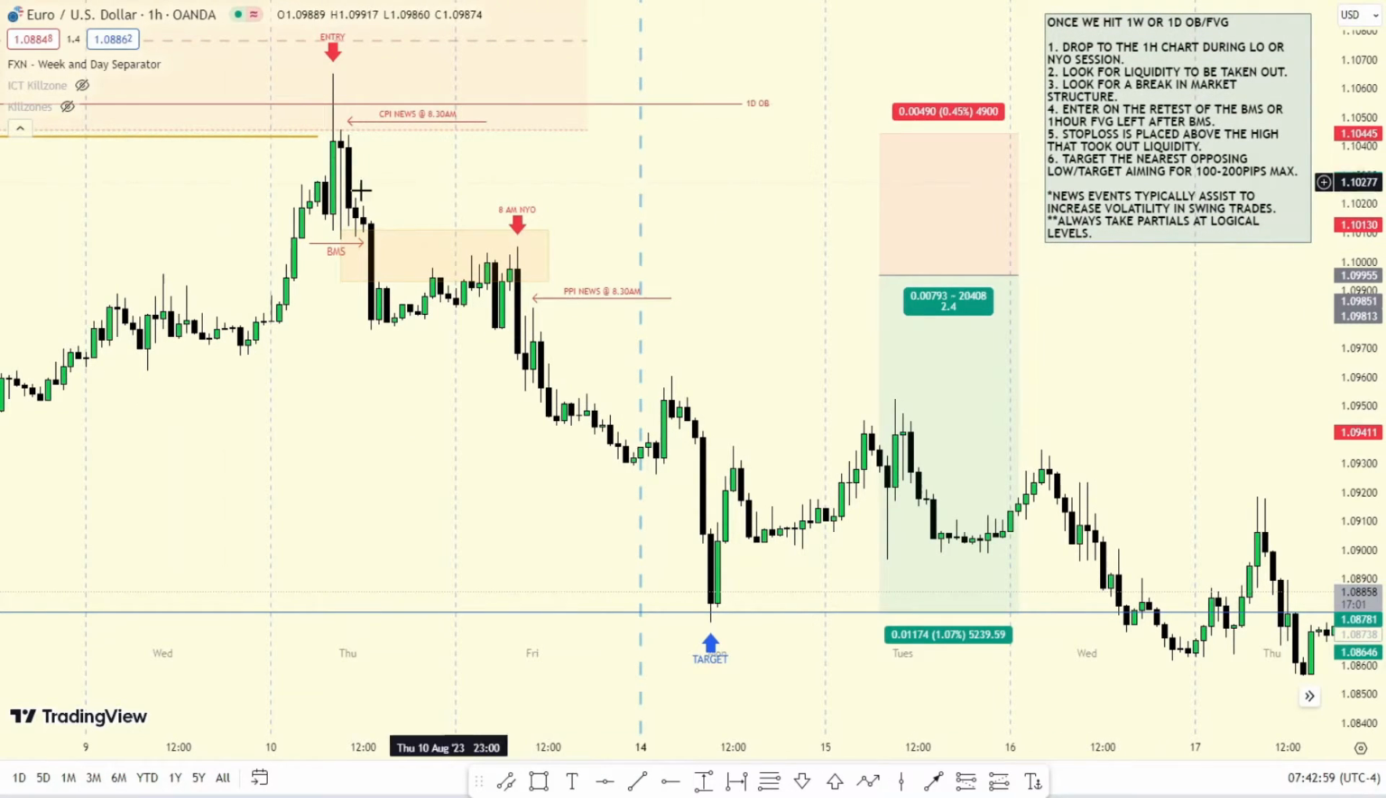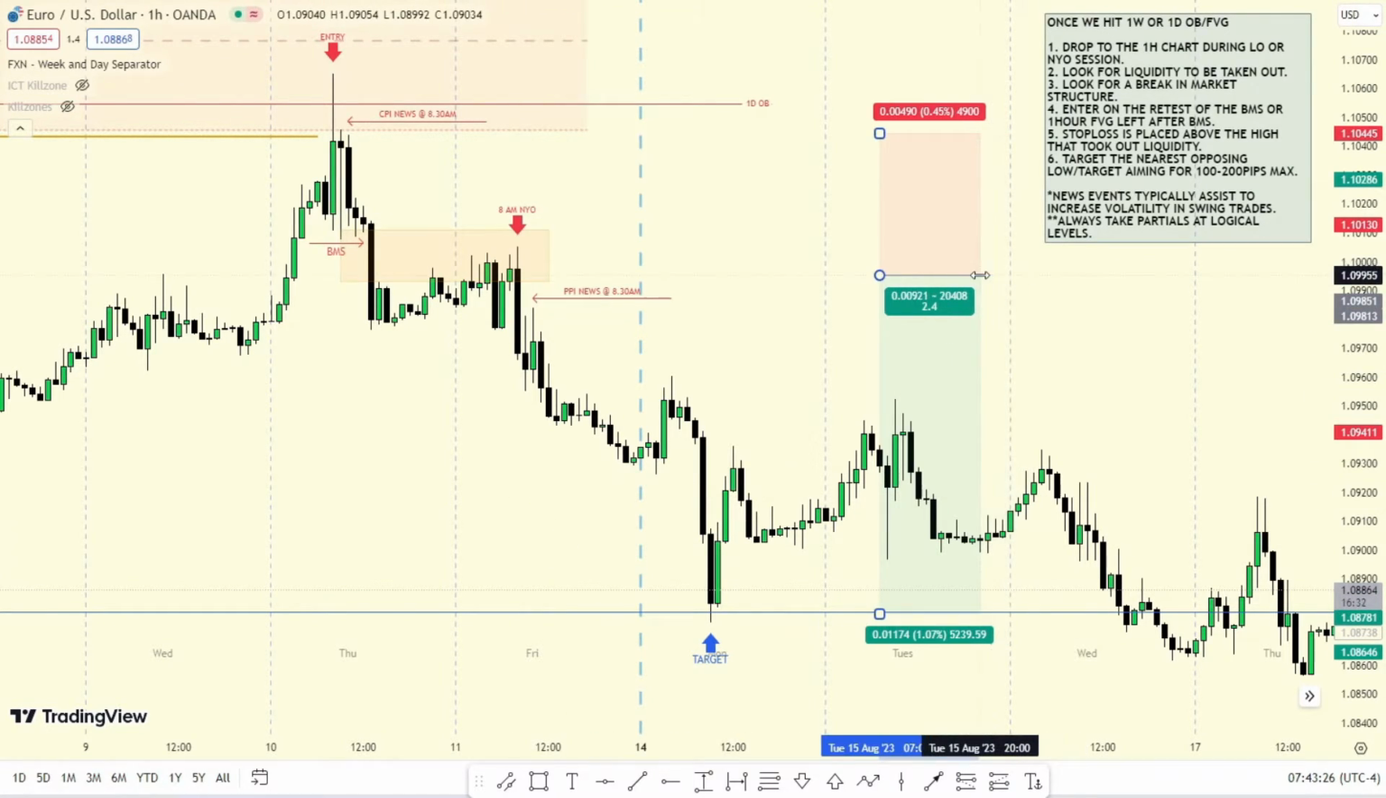If you notice, you'll see that this is a Thursday. The day is indicated here. I've used what's called the week and day separator from FXN as my indicator to show the weekly and daily separator. So this is a weekly separator. You can go to the indicators and look for that indicator so that you can get the same within your charts, the same as I'm showing here.